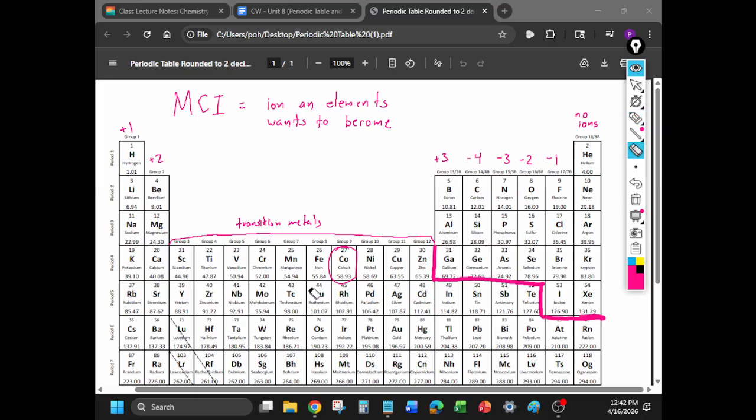Okay. All right, so that's generally what most common ions are, and a little bit of review on how to find them. But today we're going to talk about why elements form most common ions. Okay, but any questions on the general concept? Okay, so let's talk about why they form most common ions.